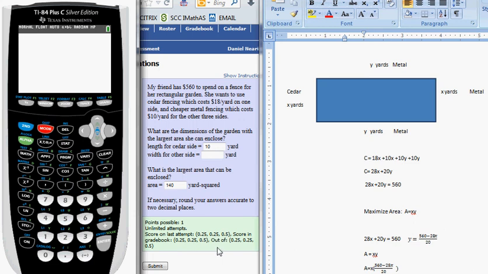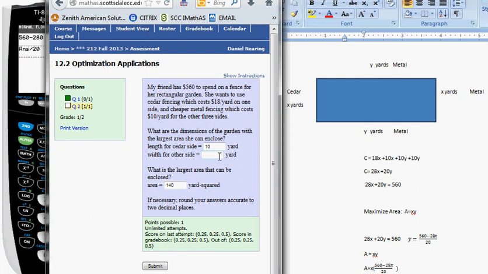So that would be 560, subtract. Now if I replace x with 10, that would be 28 times 10 is 280. So my numerator comes out to be, if I press enter, 280. And I divide that by 20, and I basically get a y value of 14. So even though my picture's kind of to scale, if x is 10, it turns out y, the number of yards of metal on this side you need to use, is 14.